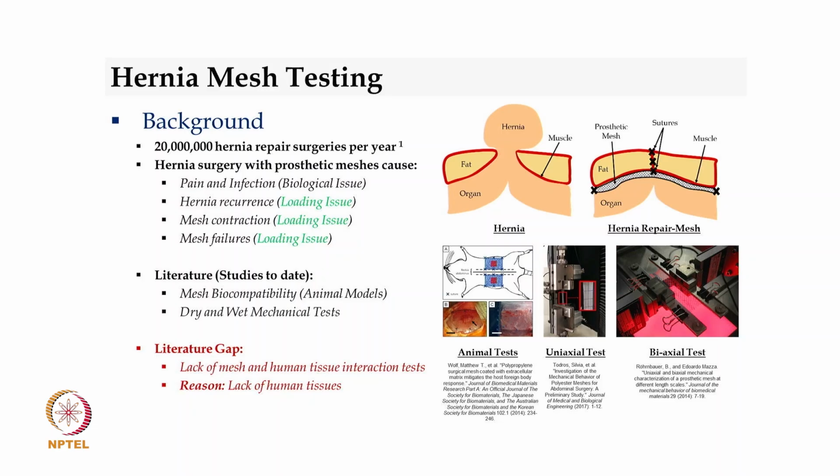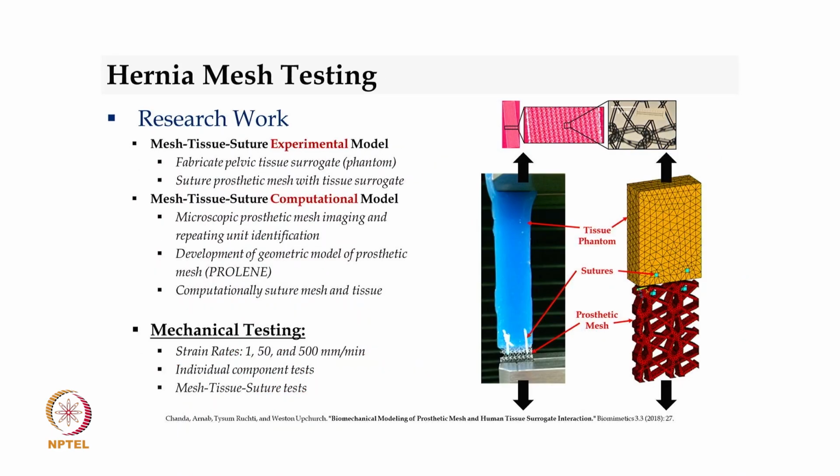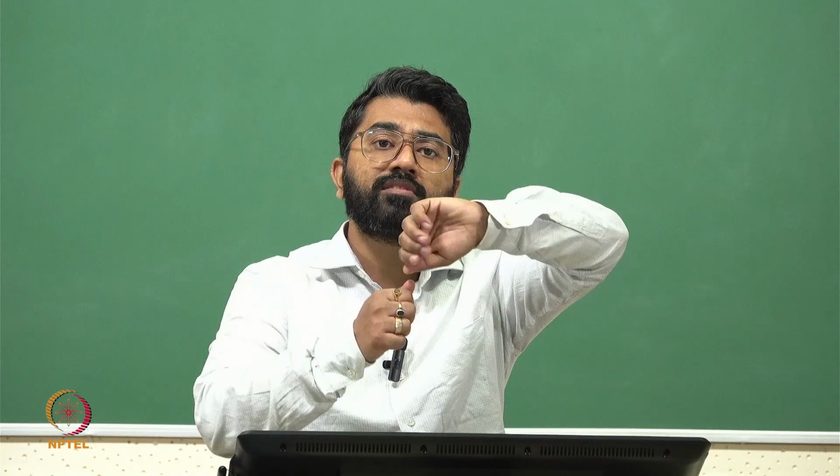So we decided to come up with a soft tissue simulant which simulates the pelvic tissue or the abdominal tissue, and we took a real mesh, this is a Proline mesh from Ethicon, from Johnson and Johnson, and we sutured this mesh along with the soft tissue simulant, how it is originally sutured in a real suturing scenario or a surgical scenario, and we ran some overall tests to look at the overall property in a UTM.